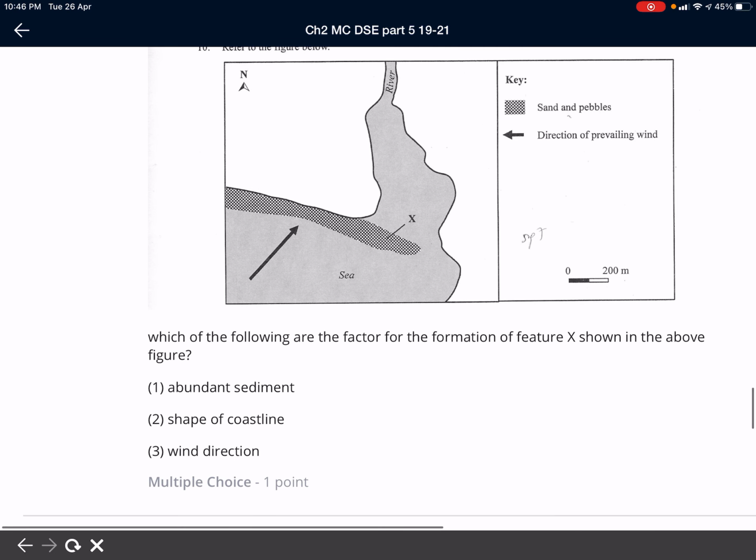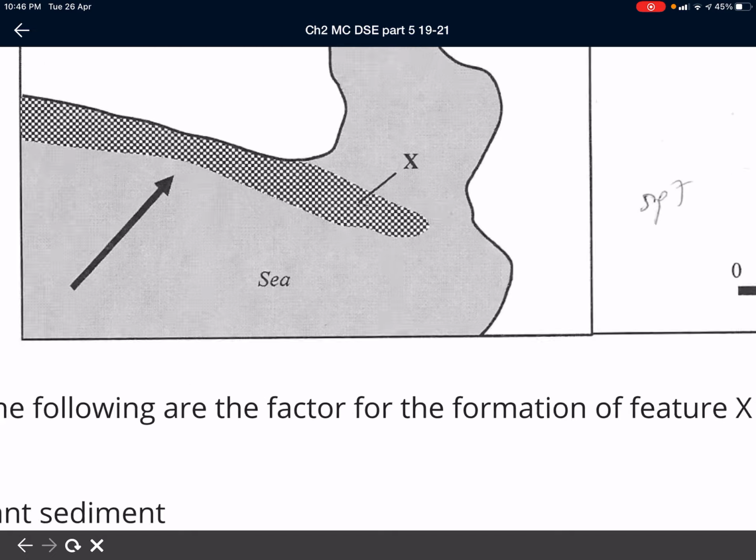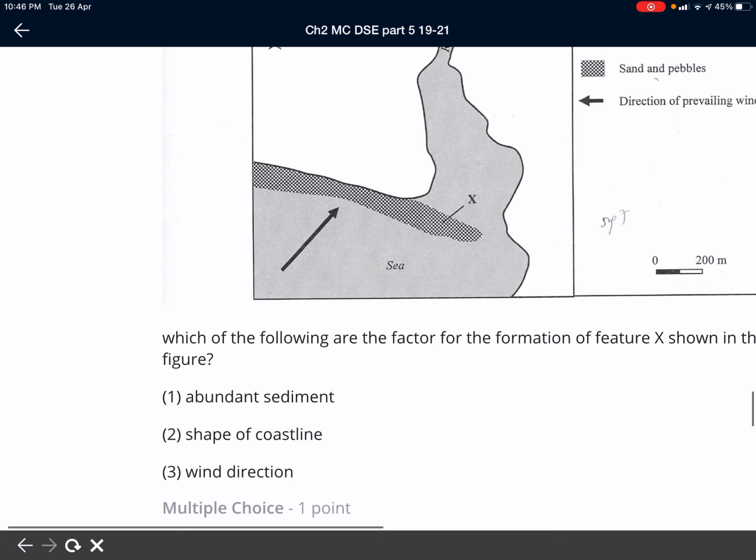Number 10. Okay, then number 1 is correct. You can find our speeds right here. So I think there's a lot of sediment available. Okay, how about shape of coastline? It is also a sudden change of the shape of coastline causing the sediment to be deposited in the stagnant water, forming a spit.